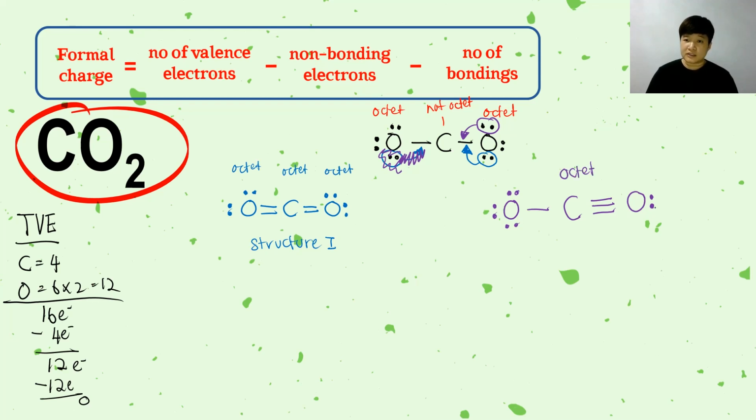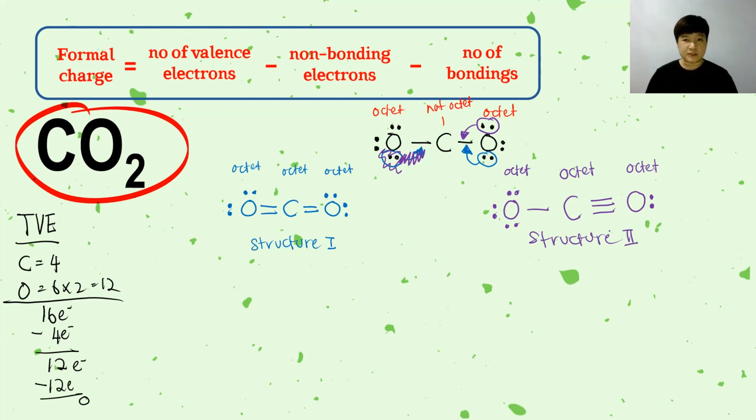Don't worry about the oxygen. You realize that the oxygen still remains octet. You have 2 electrons over here with the 3 single bond, and every single bond has 2 electrons. So the oxygen remains octet. The oxygen over here also remains octet. So this is the second possible structure that I can have for my CO2.